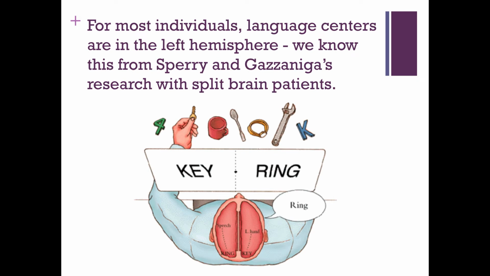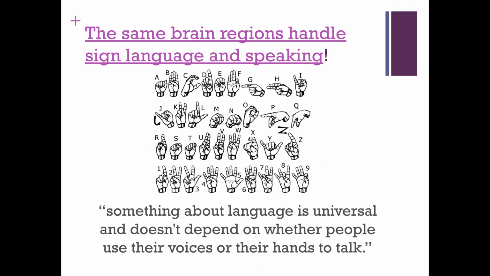We know that for most individuals, the language centers of the brain are in the left hemisphere, from Roger Sperry and Michael Gazzaniga's research with split brain patients that we discussed back in our bio unit. Also interesting to note, the same research has shown that the same brain regions that handle sign language are also the ones that handle speaking. So there appears to be something about language that is completely universal, whether an individual is speaking or using sign language. The same regions of the brain are being used.